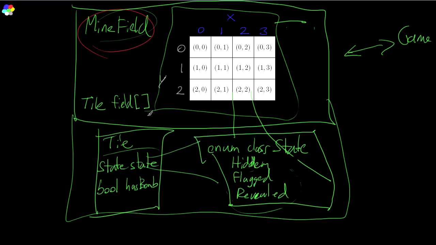So the minefield is going to have an array of tiles, and every tile is going to have two main pieces of information. One is a Boolean, which tells whether that tile contains a bomb or not. The other is a state, which is an enumeration type, and there are three states a tile can have: it can be hidden, flagged, or revealed. These are the two pieces of information that represent the state of a tile, and minefield is going to have a whole lot of those tiles organized in a 2D grid.